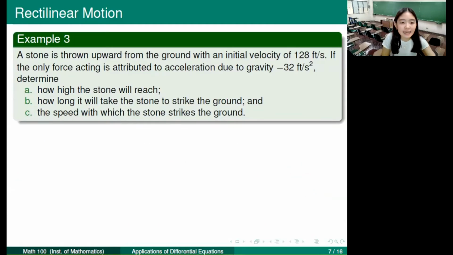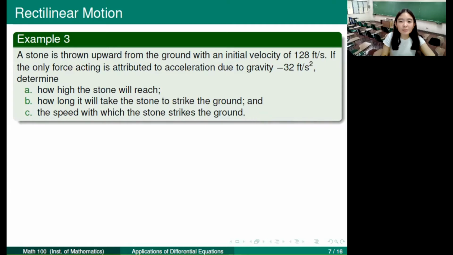So here we have our example 3. I'll read it first. A stone is thrown upward from the ground with an initial velocity of 128 feet per second. If the only force acting is attributed to acceleration due to gravity, negative 32 feet per second squared, we are to determine, letter A, how high the stone will reach. Letter B, how long it will take the stone to strike the ground. And letter C, the speed with which the stone strikes the ground.